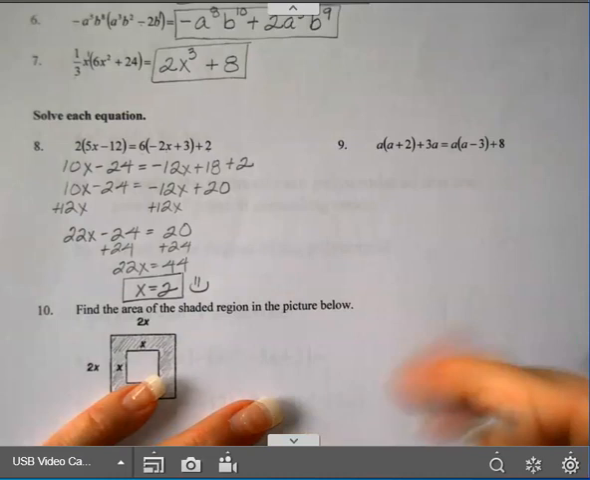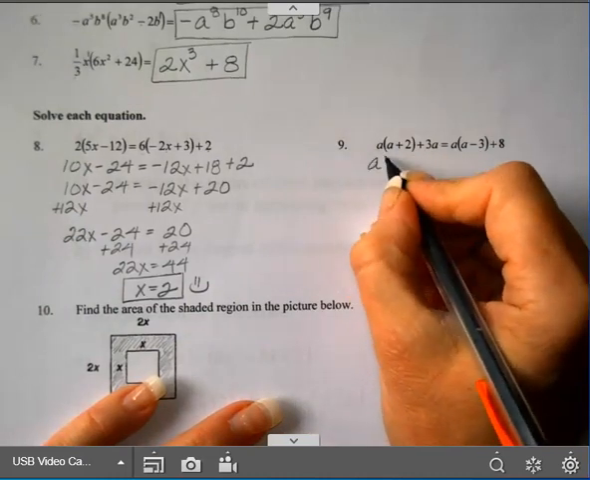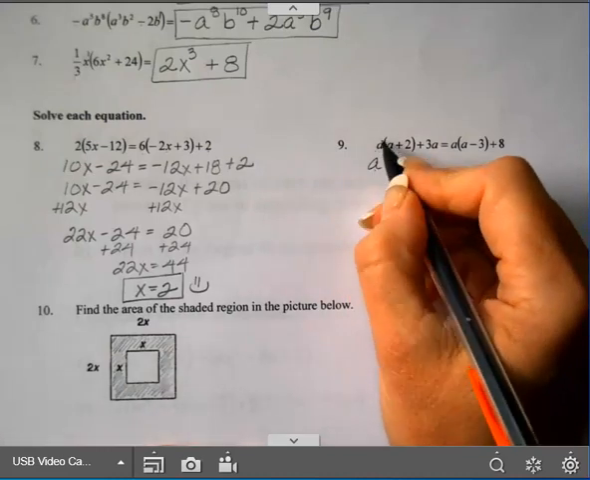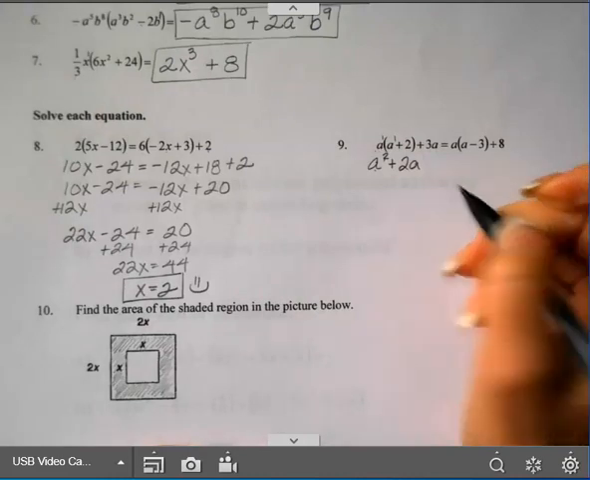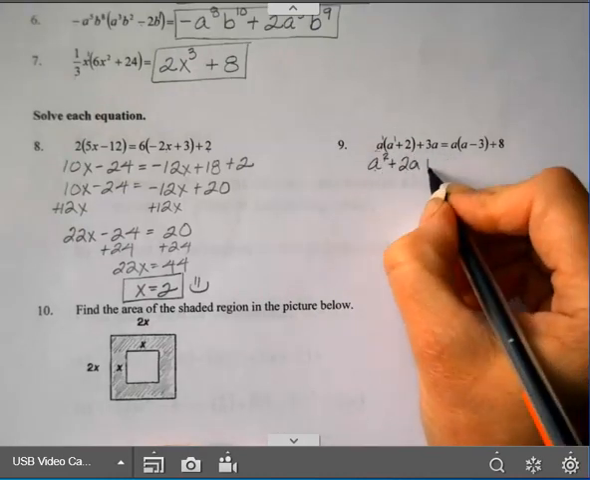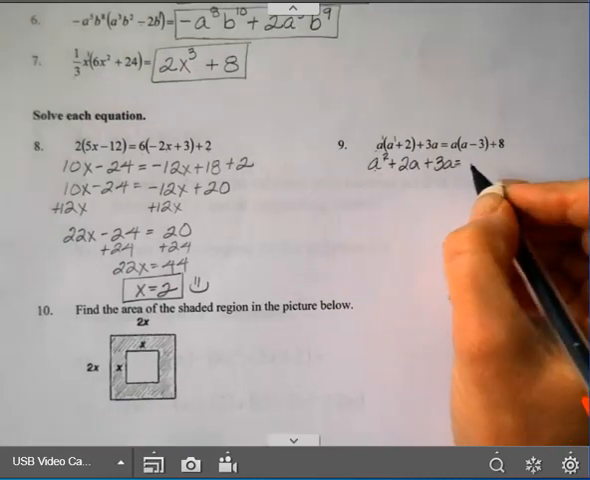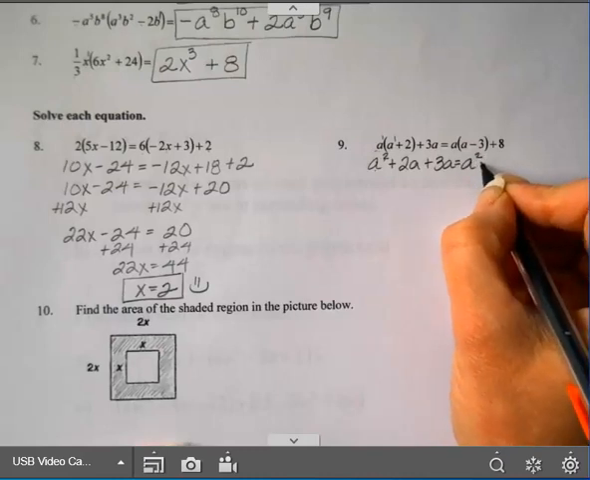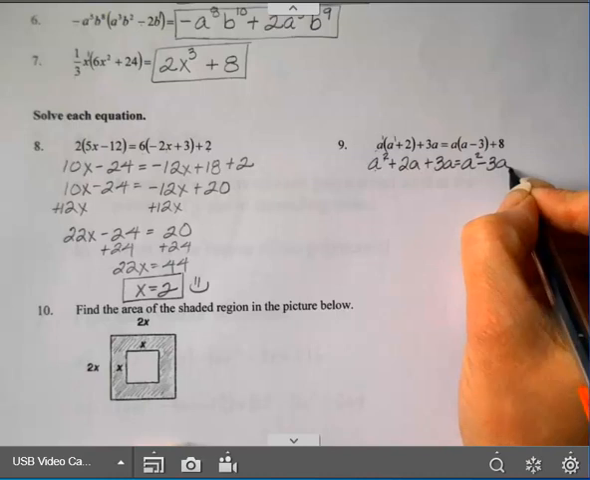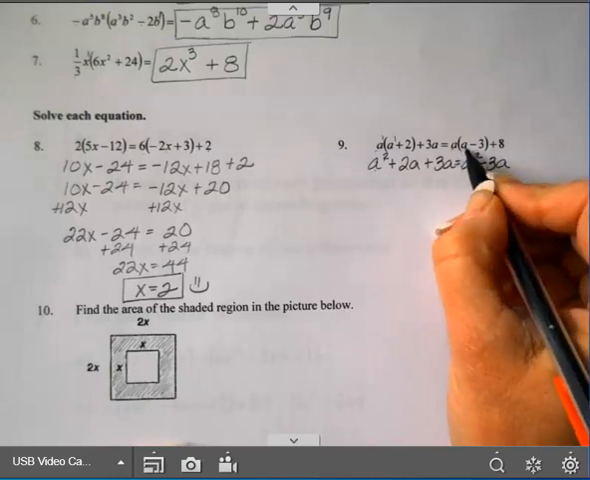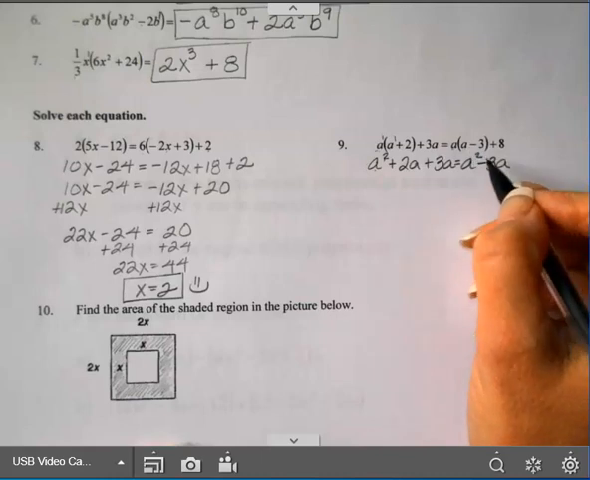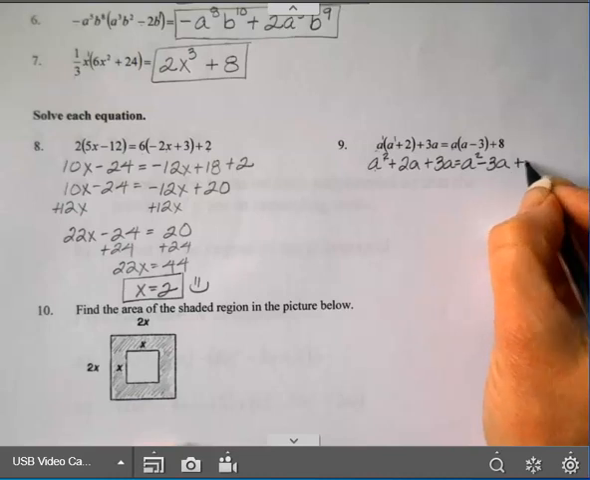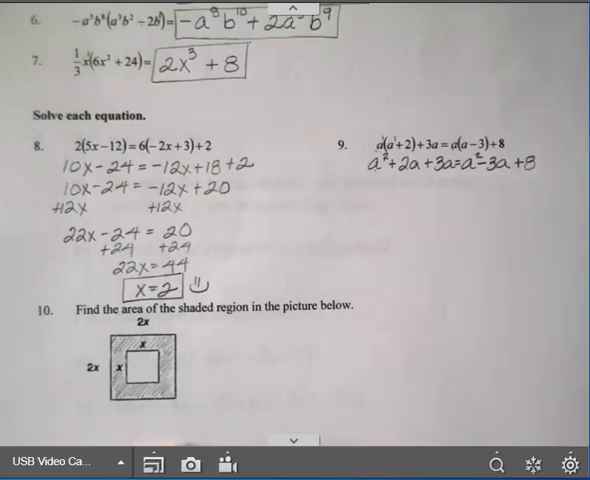On example 9, I want to distribute my a. So a times a is a squared. Remember, these have exponents of 1. 1 plus 1 is 2. And then a times 2 is 2a plus 3a. And that is equal to a squared minus 3a. Multiply each of those by a. A times a is a squared. I have 2 of them multiplied together. And then a times minus 3 gives you minus 3a. Notice that 8 is not in the parentheses, so you do not multiply the 8 by the a.